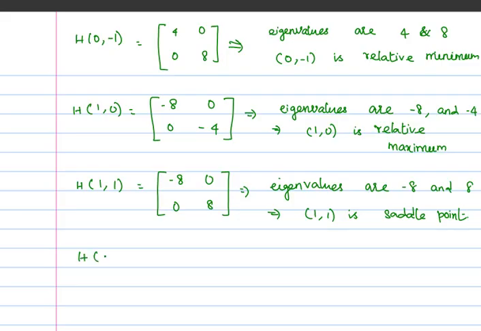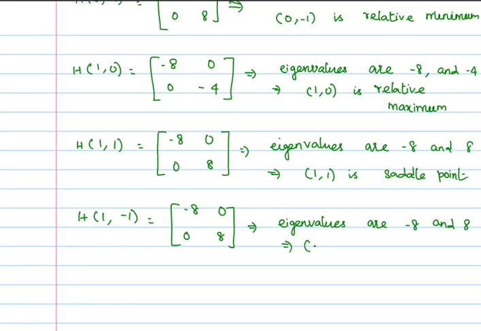H of 1 comma minus 1. So the first one is minus 8, 0, 0 and 8. The same thing only will come. Eigenvalues are minus 8 and plus 8. This implies 1 comma minus 1 is again a saddle point.